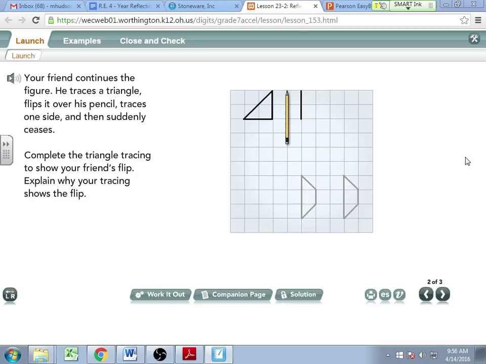So your friend continues their study of shapes. No one decided to pass out notes. Your friend continues their study of shapes, and they're drawing shapes in the coordinate grid, and then she lays down her pencil and draws that other line that you see there.